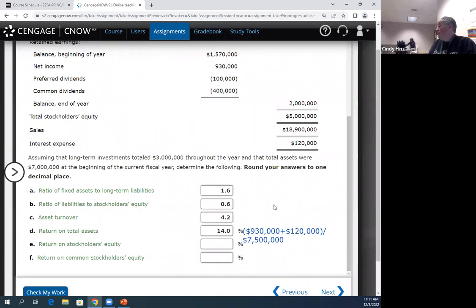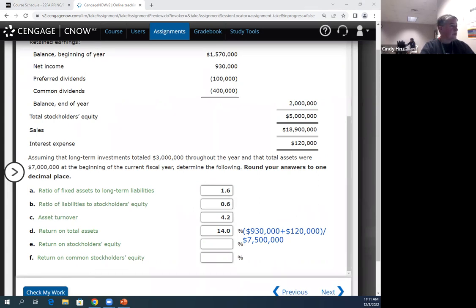Is that good or bad? No idea. We need to compare it to something. We'd want to know maybe how does that compare to the industry average, or how does it compare to what they did last year or over some period of time. Everybody's good with that one?